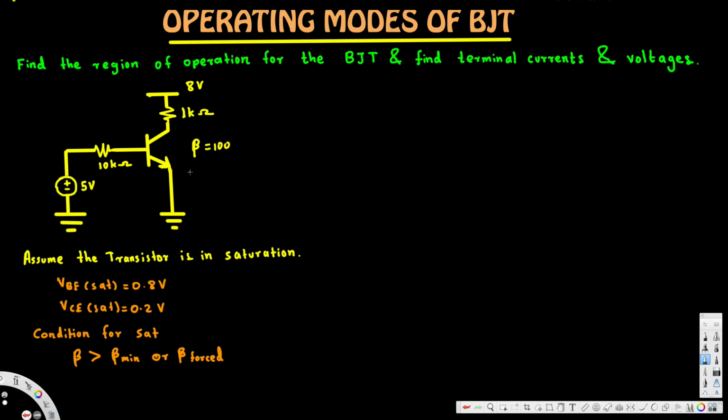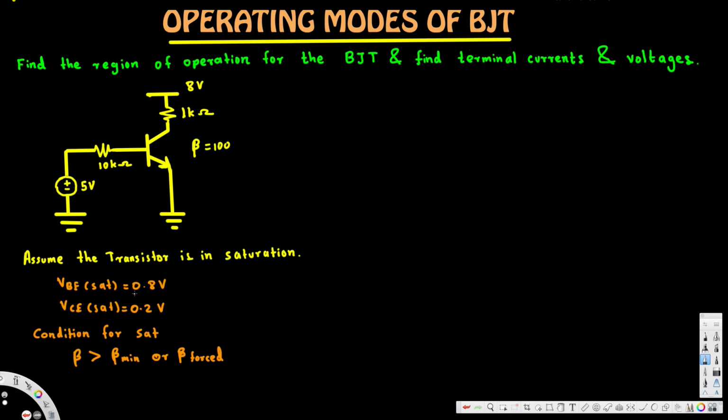If you watch my previous video, I have shown how to do this using the assumption that this circuit is in active mode. Here we are going to see how to do this problem assuming this circuit is in saturation mode. Okay, now in order to be in saturation, VB has to be 0.8 and VC has to be 0.2. So this is the condition for saturation.